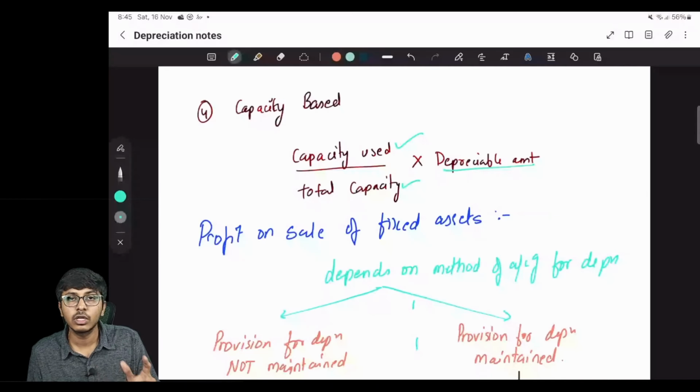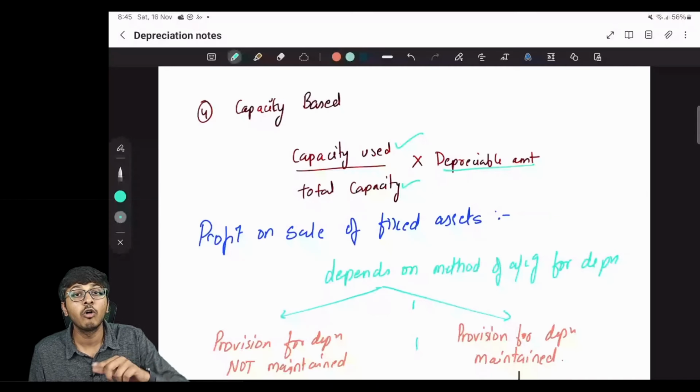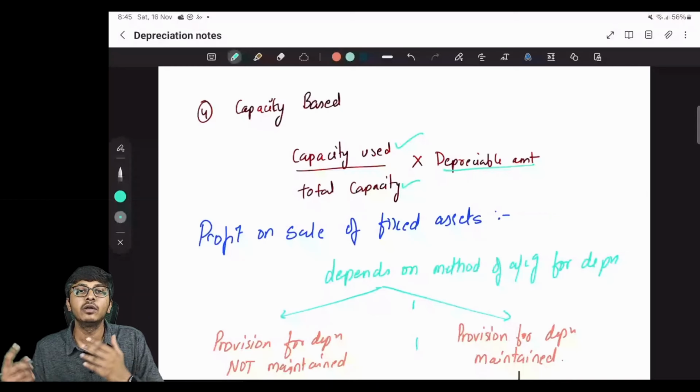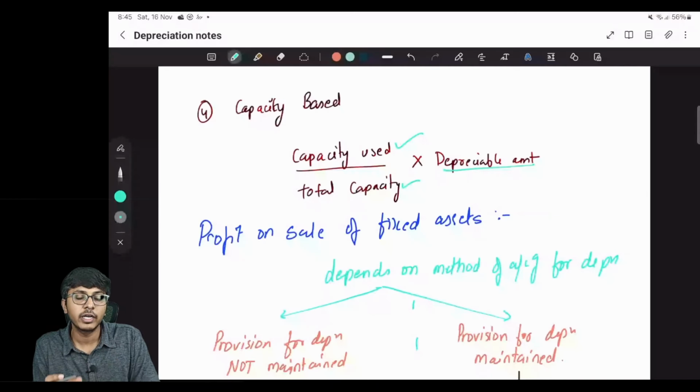Suppose the machine will come for a total of 1 lakh hours, and I've used 5,000 hours in this year. So how much should I depreciate? I should depreciate 5,000 divided by 1 lakh, the total machine hours, into the depreciable amount, and I'll get the depreciation to be provided for this year.